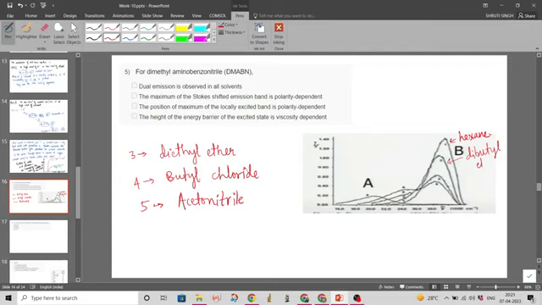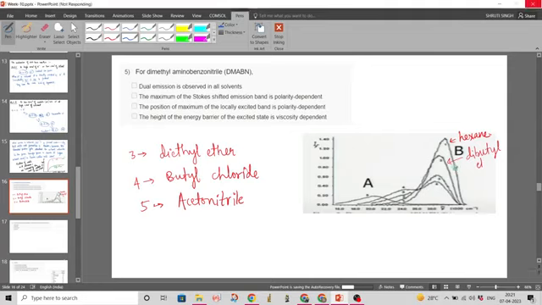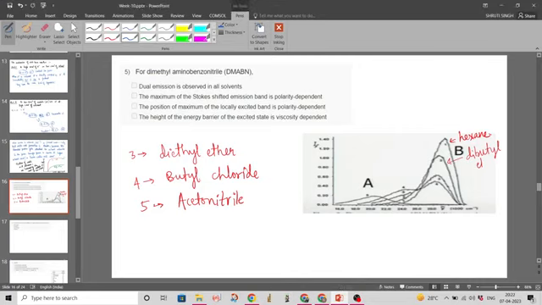Now, dual emission is observed in all solvents. This one is wrong because you can see there is dual emission in the fourth one, which is butyl chloride, but in 1, 2, 3 and 5 there is only one emission. Whatever the wavelength, whether redshifted or blue shifted, there is only one peak. Only in the case of butyl chloride, the fourth one, there is dual emission. So this statement is wrong.